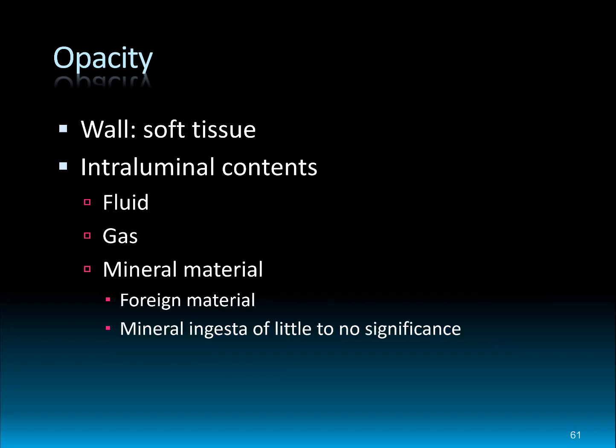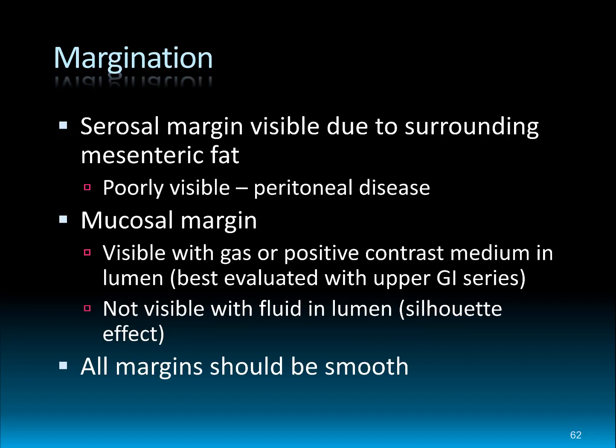Mineral material can be of no consequence if it's a dog or cat who eats bones, or went out and ate a squirrel. There's going to be mineral stuff and it may not be any big deal, but mineral opacity stuff can also be foreign material, so it's certainly going to be important to decide what you think based on other clinical signs and other radiographic findings when you see mineral stuff in the GI tract.